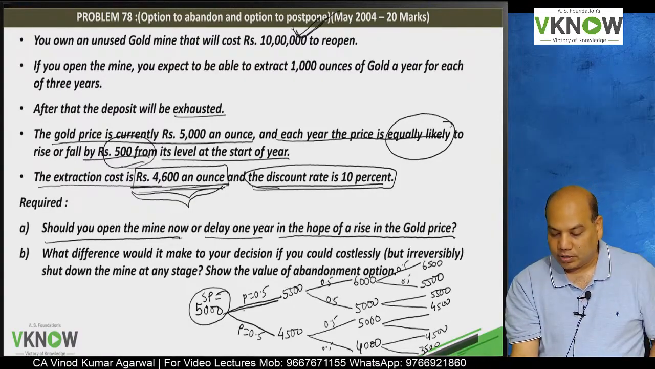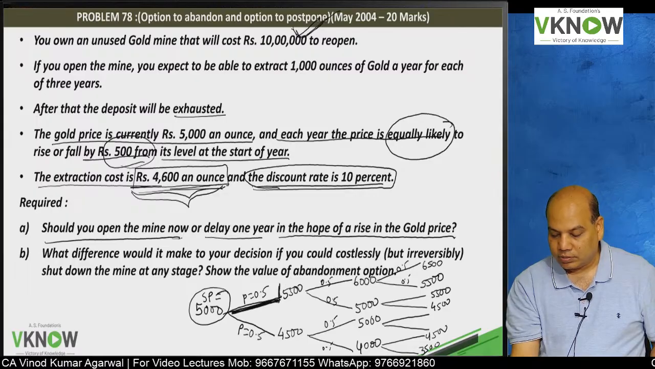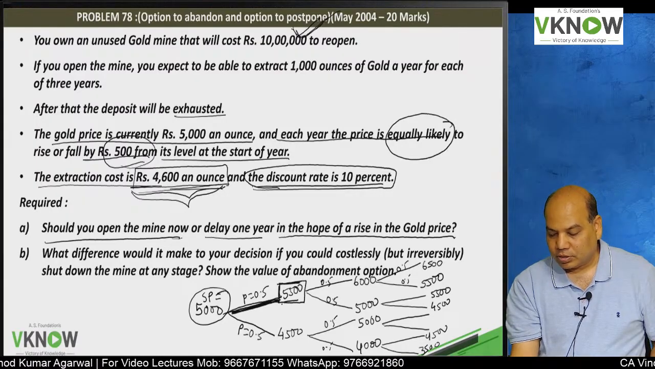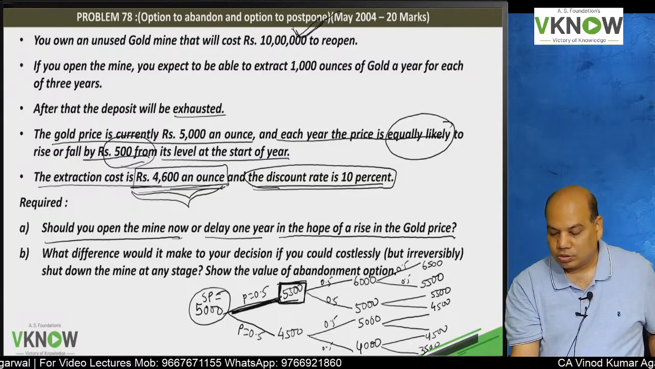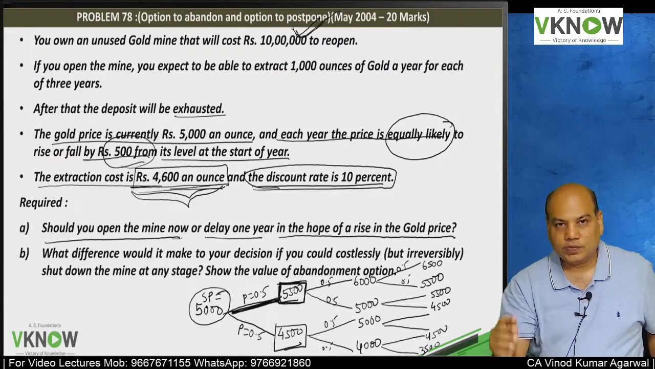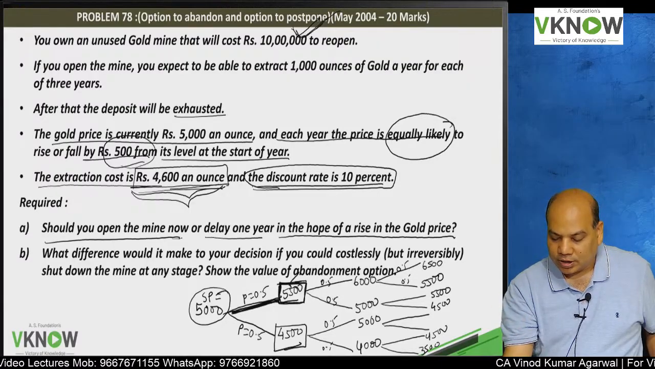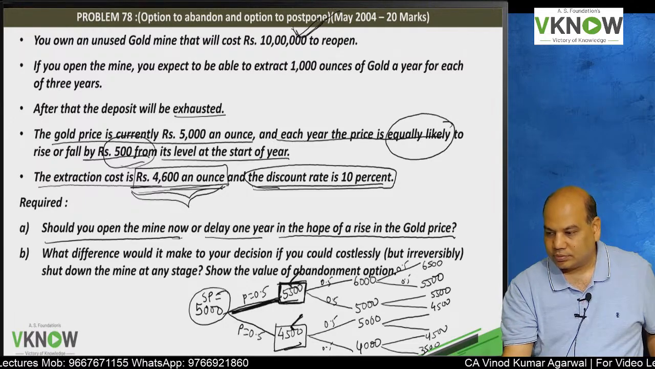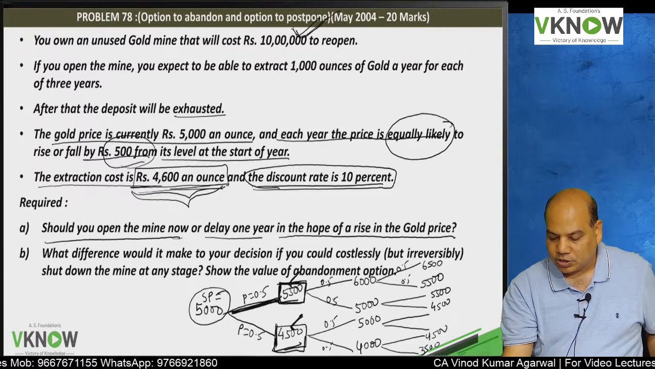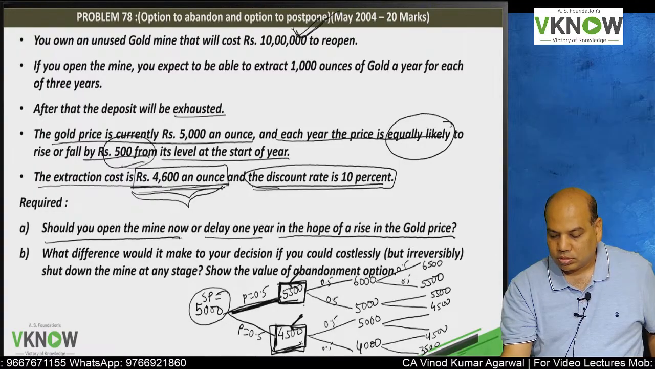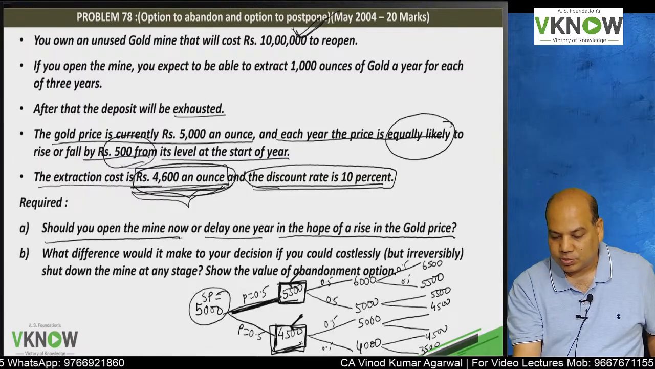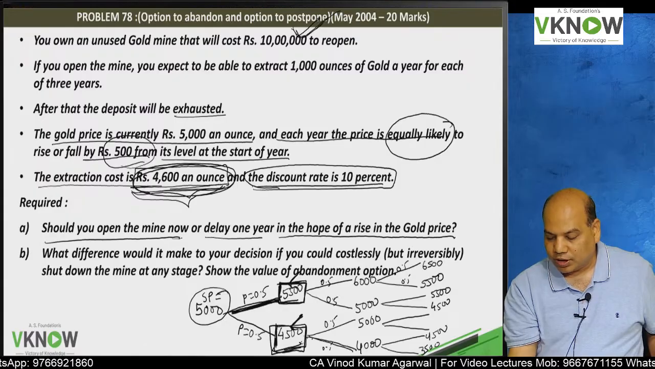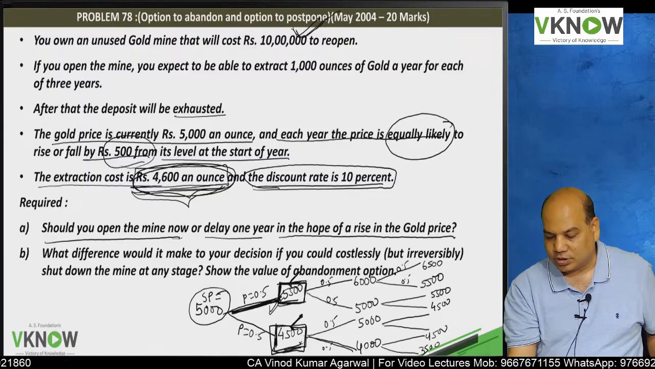But if you wait for 1 year, you will have more clarity. After 1 year you will get to know whether the gold price is 5500 or 4500, because if you wait for 1 year you will reach either here or here. If you reach 4500, whether you will open the mine or not, your cost of extraction is 4600, so you will have to check. And if it is 5500, it is very high compared to the cost of extraction.